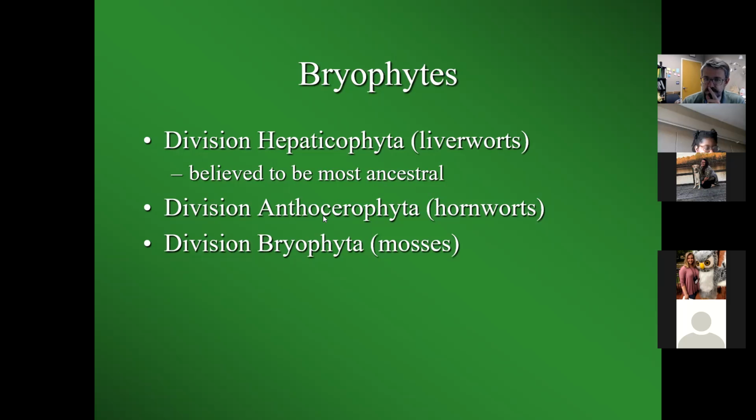We then have Anthocerophyta. Just on the off chance that y'all caught the pattern, what do you think Anthocero means? These are the hornworts. How'd you figure that out, Elena? I'm just joking. You found the pattern. Anthocero actually does mean horn, so horn plant, hornwort.